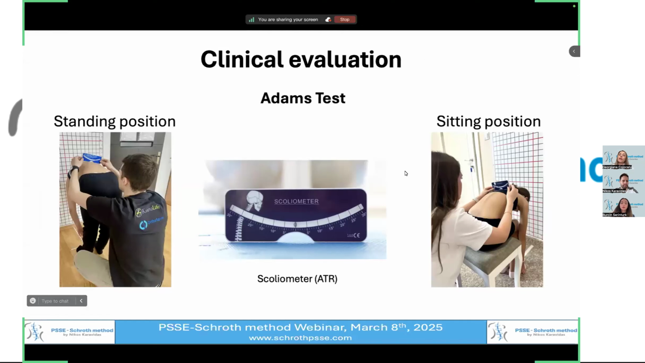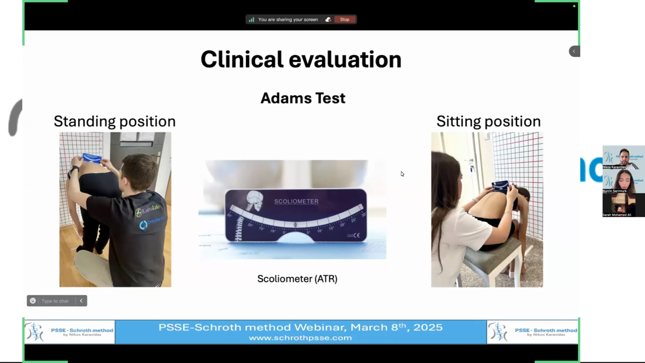So how can we check if our patient has scoliosis? At the beginning, it's important to start with a clinical evaluation, and the most important tools for us are the Adam's test and the scoliometer value. We ask our patient to bend forward from standing or from sitting if we suspect that our patient has length discrepancy. And the scoliometer will be at the highest level of prominence, and the value will show us the angle of truncal rotation.